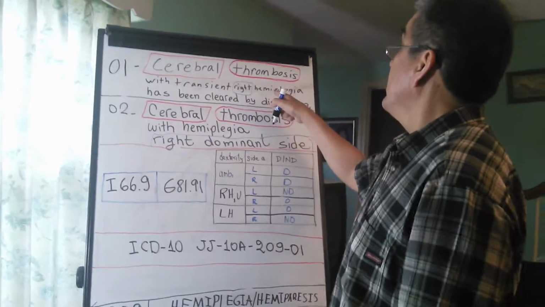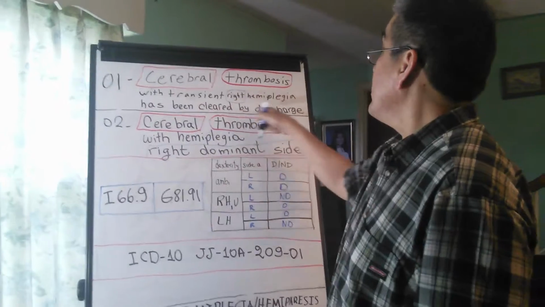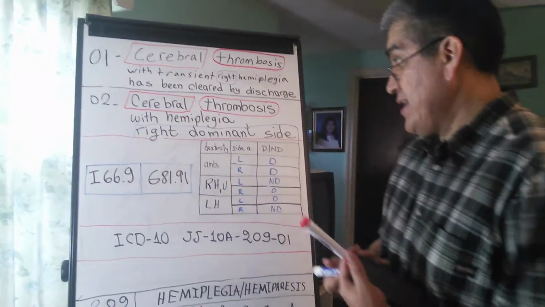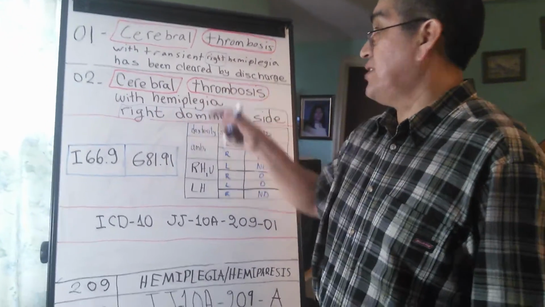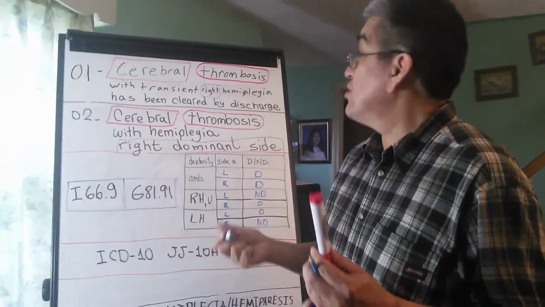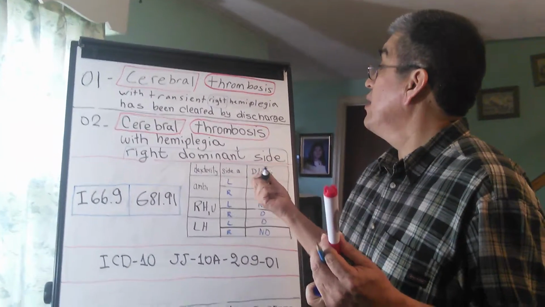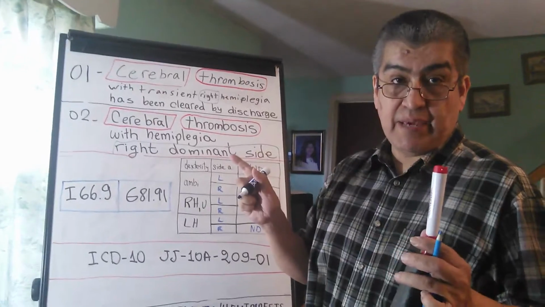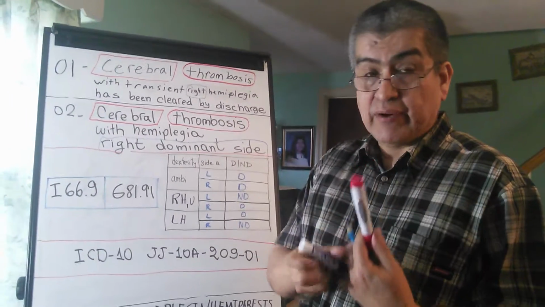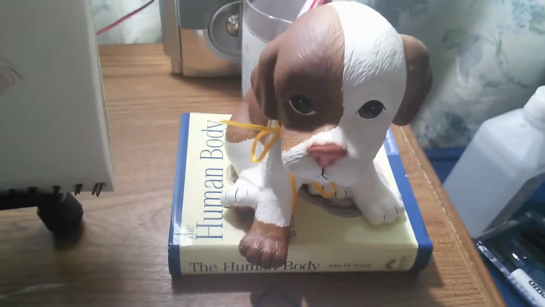Now the rest. It says, hemiplegia has been cleared by discharge, all right? And here it just says hemiplegia. Now, what is the difference? Do we have a different code? No, the code is the same. Why? I'm going to take the camera and Stephanie is going to show you in the tabular why the code is exactly the same.